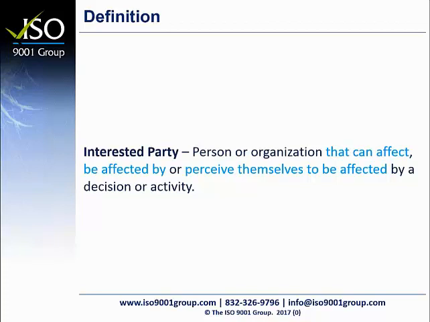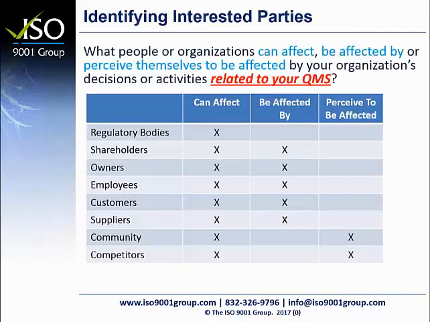Now, that's a very broad term, so I want you guys to think about, who can be affected by our organization? Who do we affect? And who could possibly perceive themselves to be affected by your organization? Now, that last one, perceive themselves to be affected by, now that one is one I struggle with a bit, but we're going to talk about it here now. So I want you to ask yourself this question. When we start identifying our interested parties, that's the first step in this process. We need to identify who our interested parties are. What people or organizations can affect us, be affected by us, or perceive themselves to be affected by your organization.